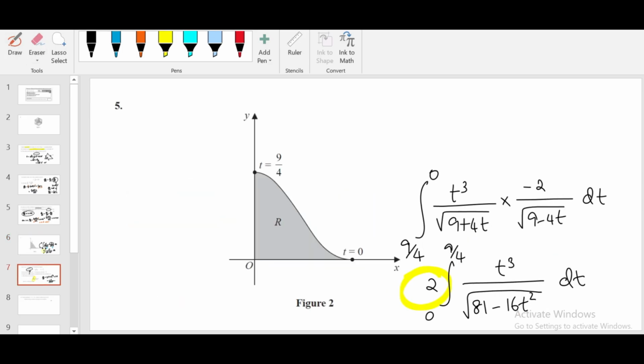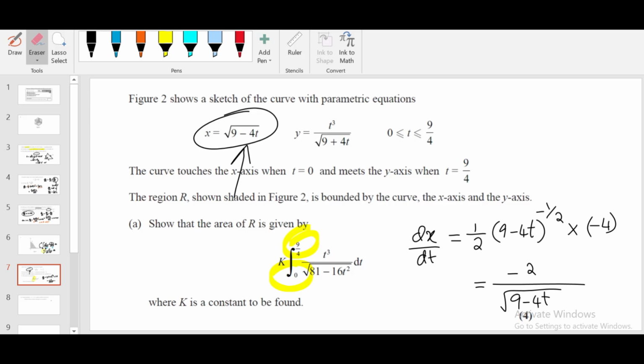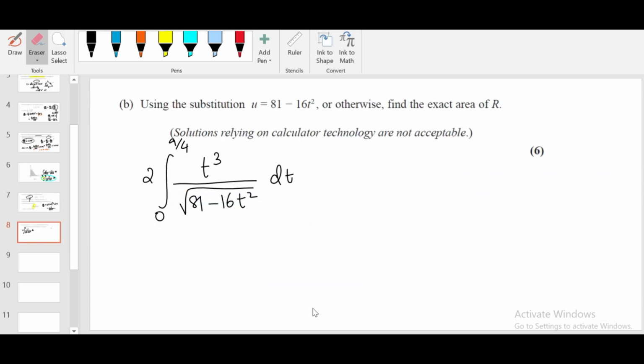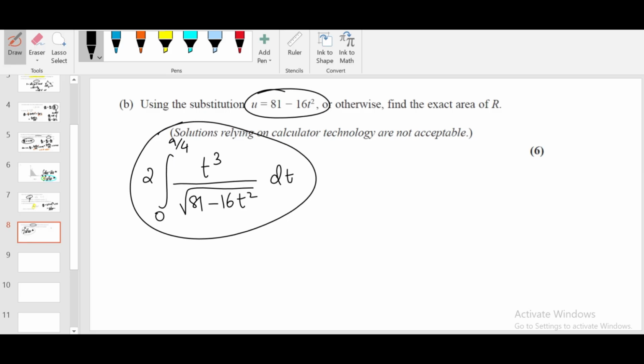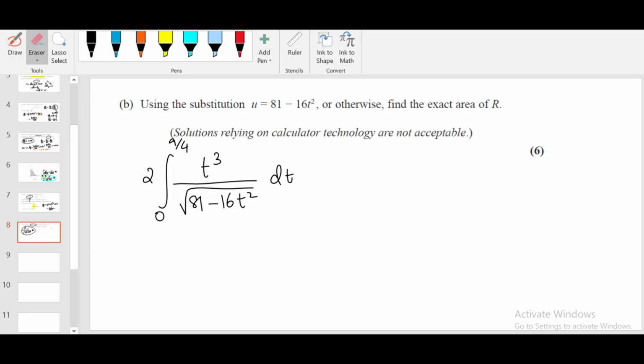That's all. So it's a 4-mark question. Let's look at part B of the question. Now we need to integrate the function we got from part A, and we need to find its value using the u substitution. So basically you need to convert everything in terms of u. That's what I'm going to do first, one by one.